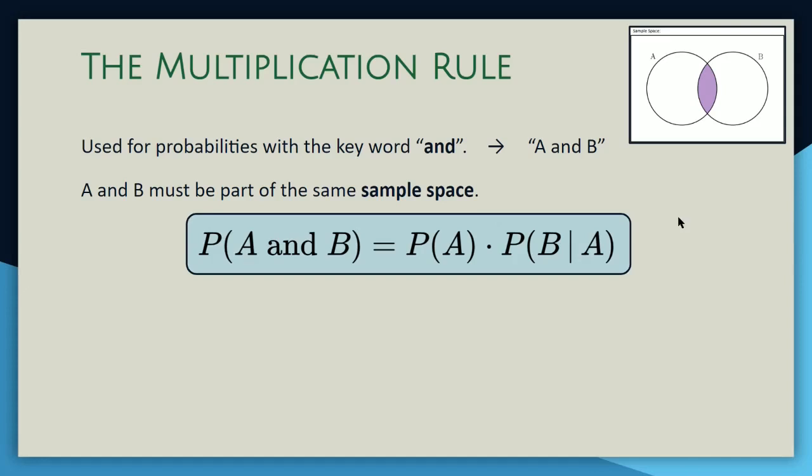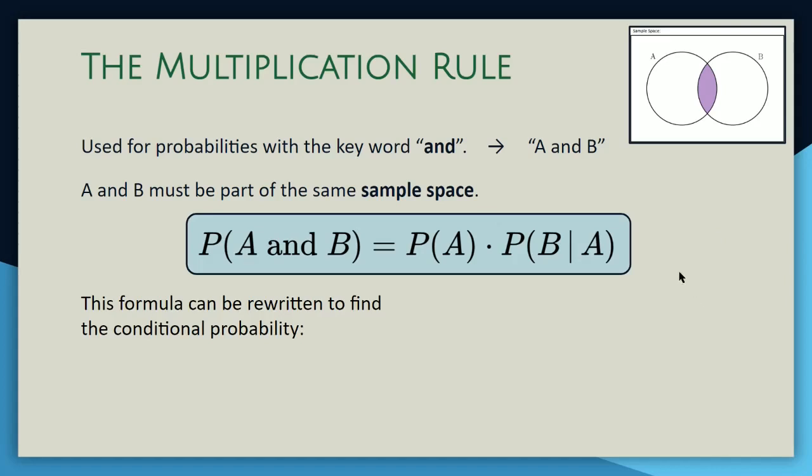If we are finding P(A and B), it is equal to the probability of A times the probability of B given A. The important thing being the keyword AND usually means to multiply when we're doing probability problems. AND means multiply.